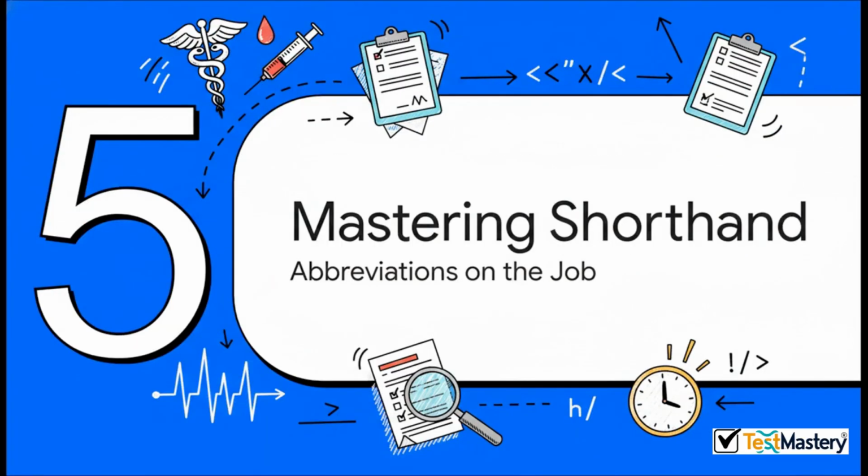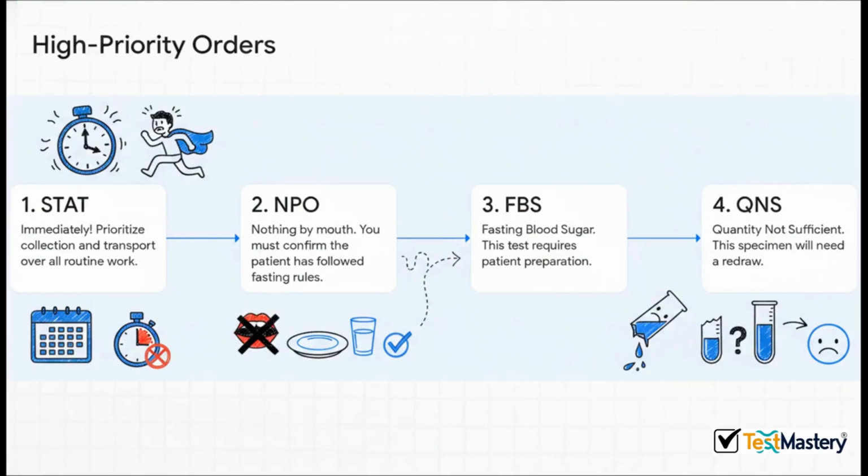Okay, we've covered the rule makers. Now let's get into the clinical shorthand you are going to see every single day on requisitions. These are the quick commands that tell you what to do and how fast to do it. Getting any of these wrong can cause big problems.